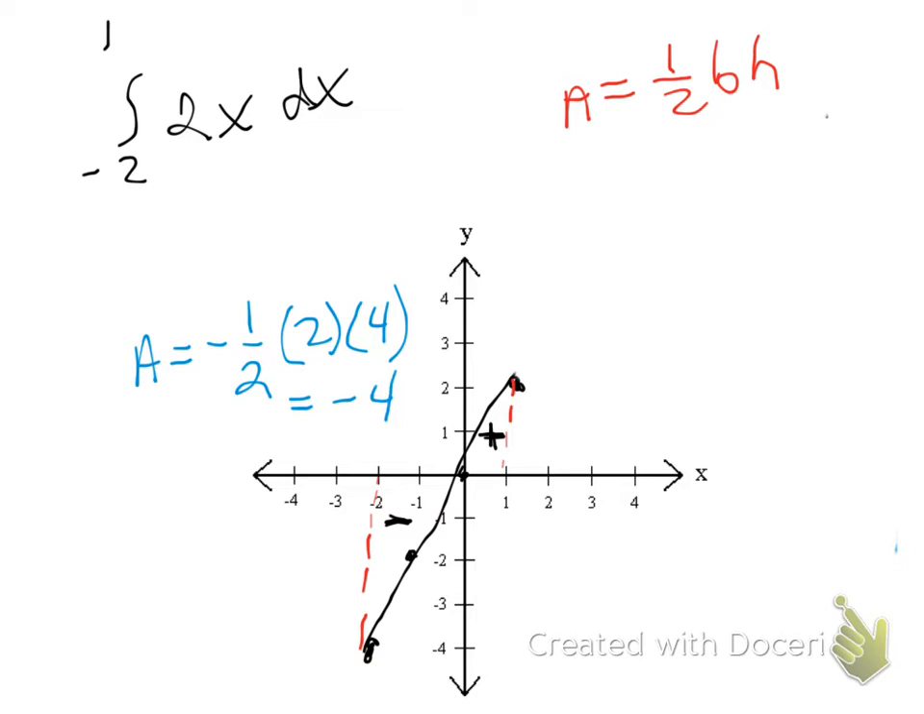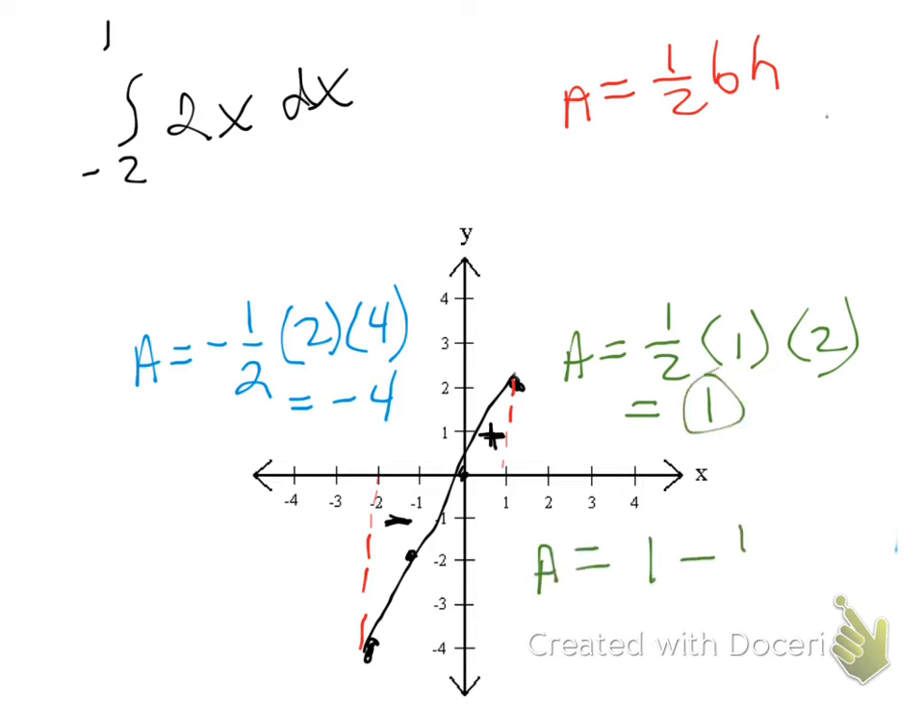So now I want to find the area of the triangle on the right. And I know for a fact that it's going to be positive. It's going to be positive 1/2 its base, which is 1, times height, which is 2. And of course, that means the area of that section is 1. So what we do is we combine these two to get our final answer. So the area is going to be equal to 1, which I got from here, minus 4. And I got the minus 4 from there. So our final answer would be negative 3.